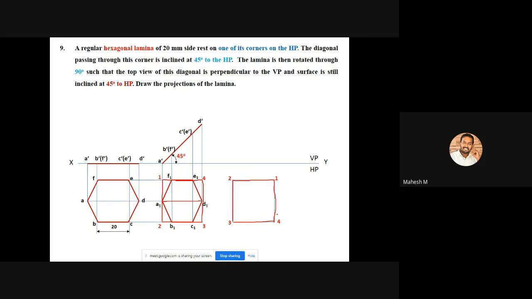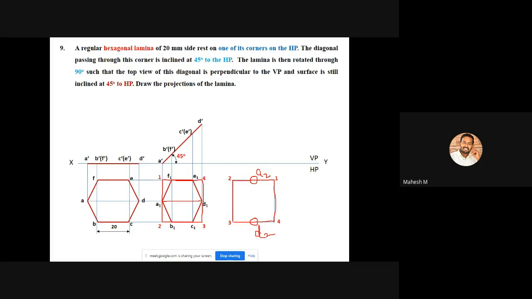Okay, so now you can mark all the required 6 points exactly on this square. So the points A1 and D1 are placed exactly at the midpoints of 1 and 2 and of 3 and 4. So you can create these midpoints. Here you can mark this midpoint as A2. Here you can mark this midpoint as D2.